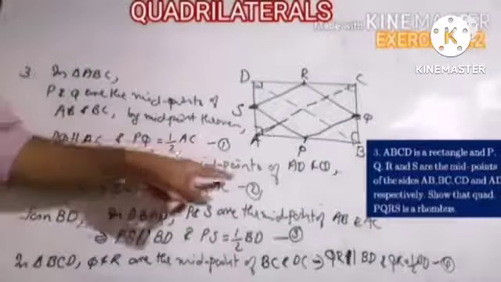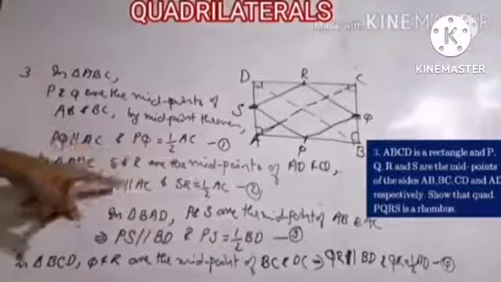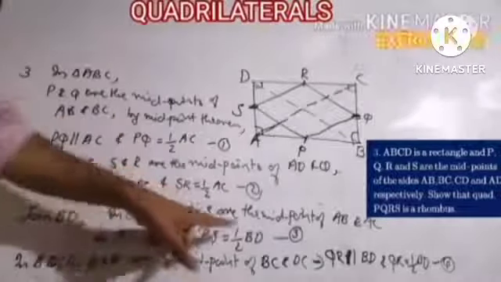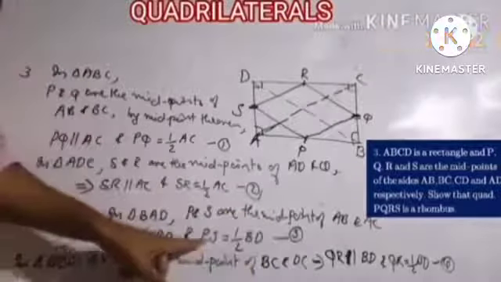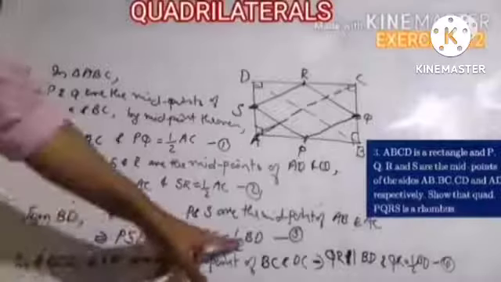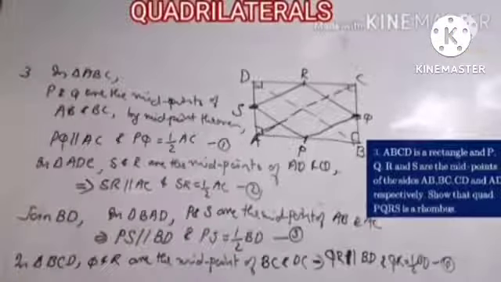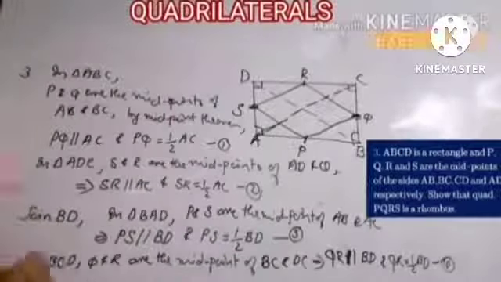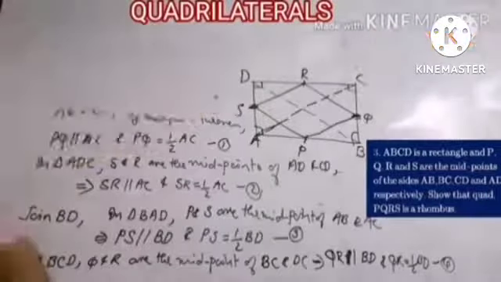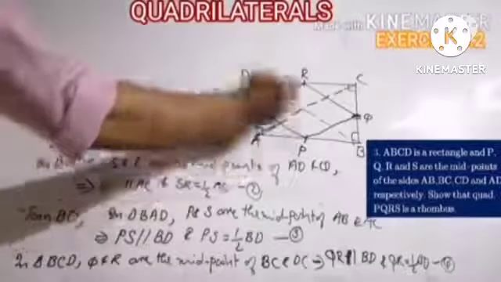From 1, 2, 3, 4: from 1 and 2 we have PQ and SR equal. From 3 and 4 we get PS and QR equal, because both are equal to half BD. One more to write, the last one. In a rectangle, diagonals are equal and bisect each other.